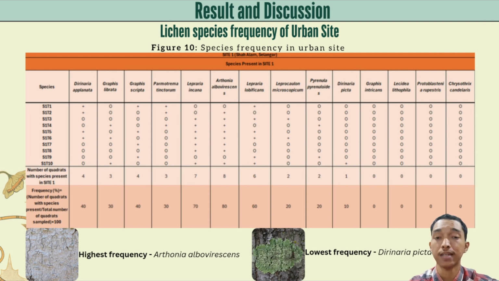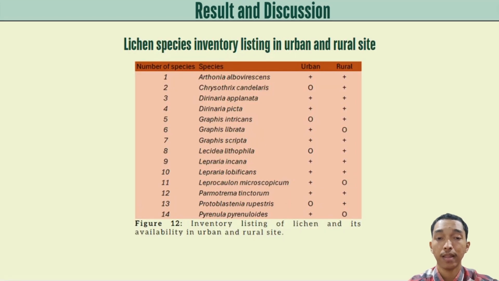Next, on to figure 10, the table stating lichen frequency of the urban site. The highest frequency is Arthonia albovirescens and the lowest is Dineraria picta. There are differences in frequency of lichen species, which will be shown in this table. The species Chrysotrix candelaris, Graphis intricans, Licidia lithophila, and Graphis intricans are present only in the rural site.